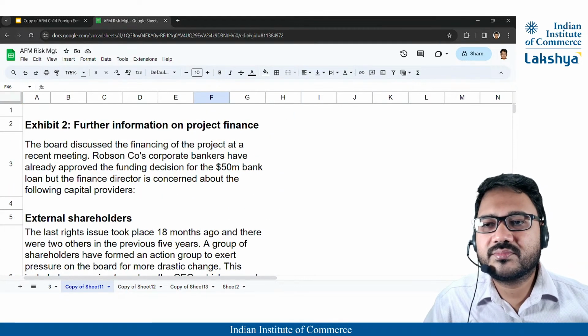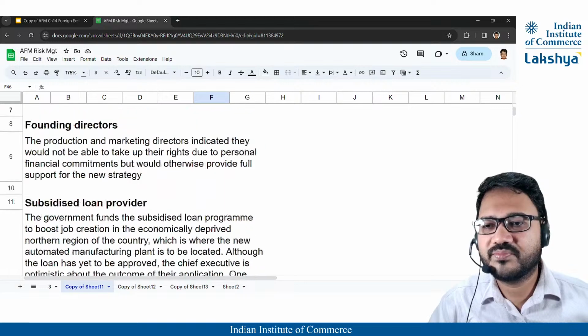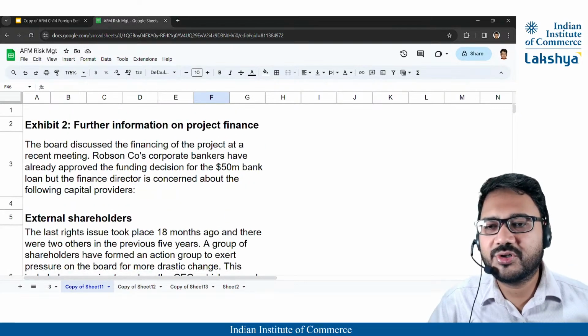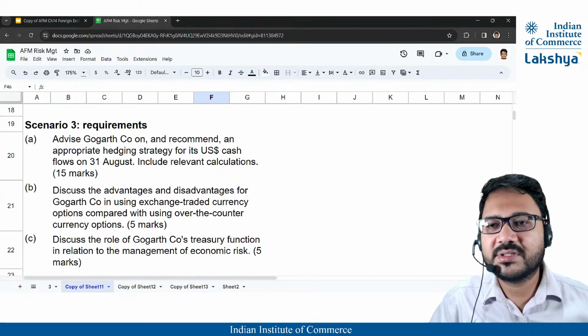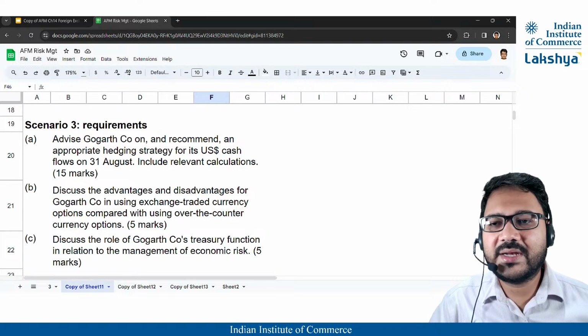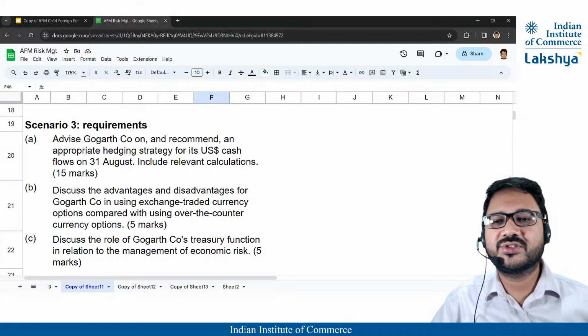The board discussed the financing. I don't think this is the start. Okay, I'm not sure. Maybe this is the start. Anyways, we'll first go through the requirements. Advise Go-Guard company on and recommend an appropriate hedging strategy for the US dollar cash flows on the 31st of August. Include relevant calculations, 15 marks, for setting up a hedging strategy.